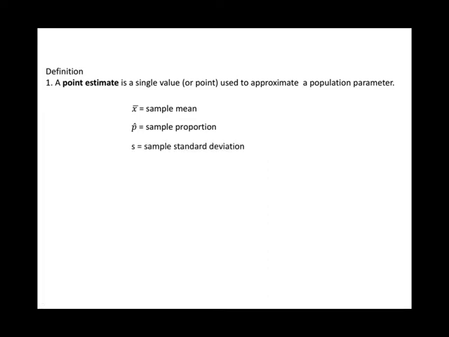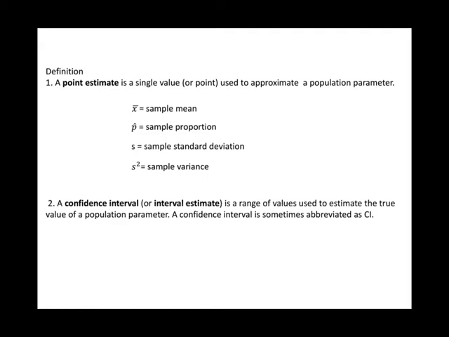Same idea with the sample standard deviation: a single value to approximate a population standard deviation. And the sample variance also. This is called the point estimate. We learned how to use the formulas to find these four from chapter 3. In this section, we want to find the confidence interval.